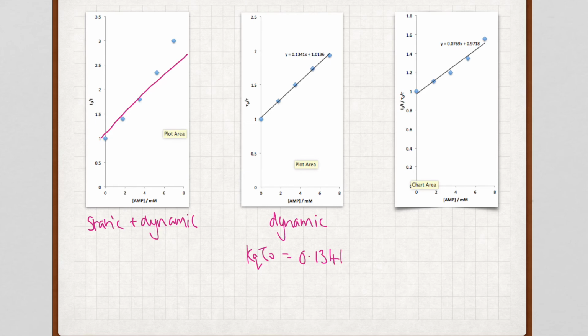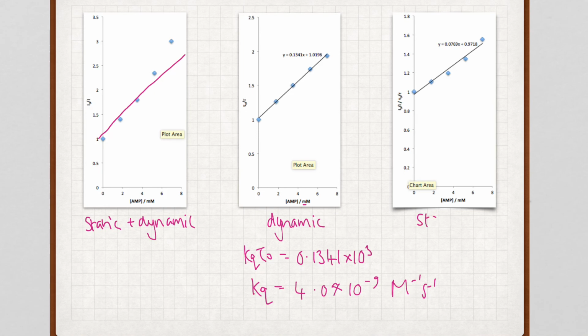0.13141 times 10 to the 3. So the times 10 to the 3 is coming from the fact that this is milli. And so now kq is equal to this divided by tau naught, which is, if I've got this right, 4.0 times 10 to the 9 per second. Sorry, it should really be written as per molar per second, shouldn't it? Per molar per second.